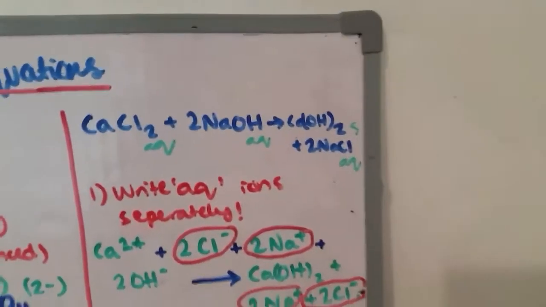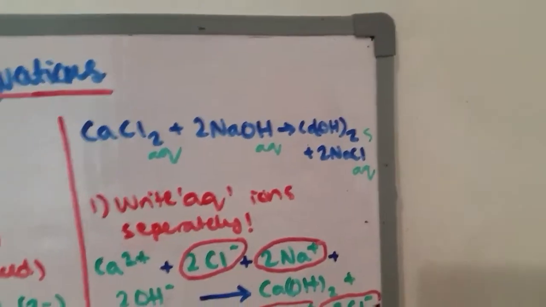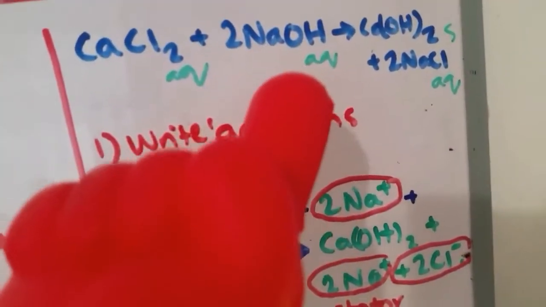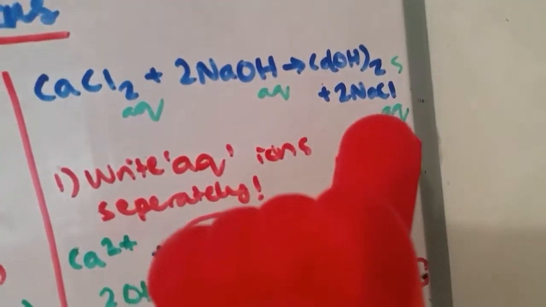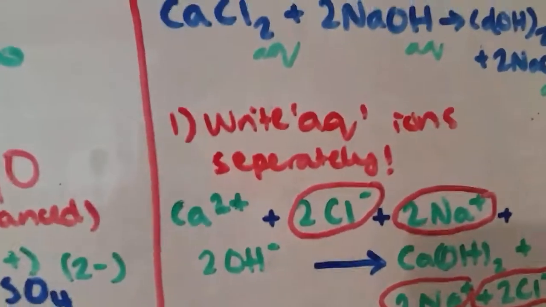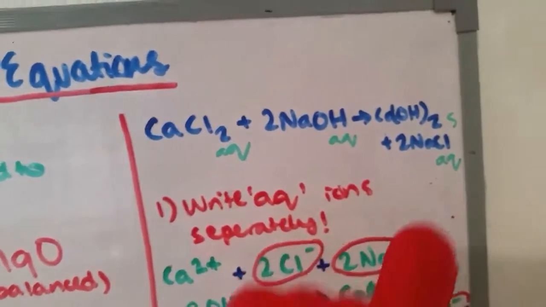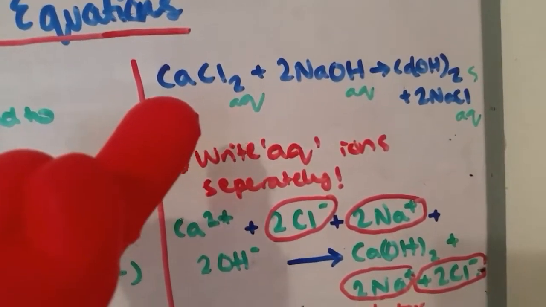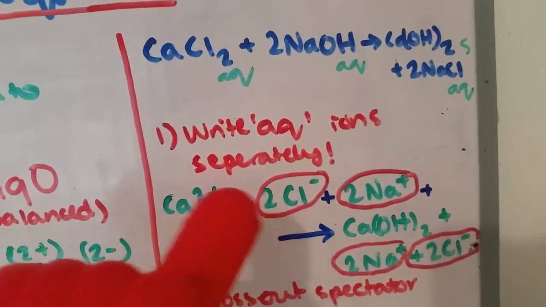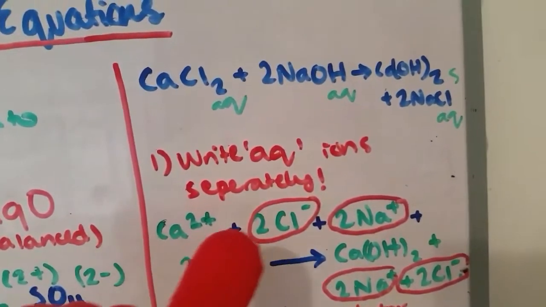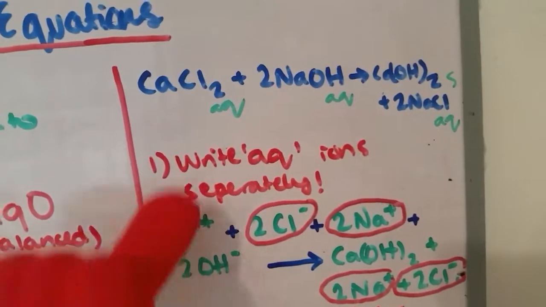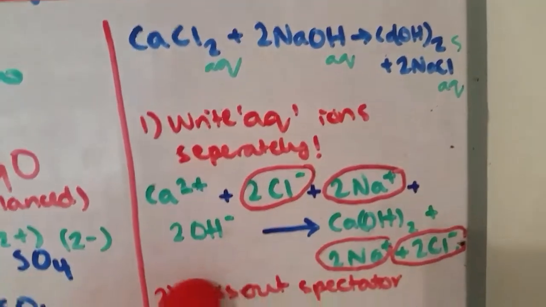CaCl2 plus 2NaOH gives Ca(OH)2 plus 2NaCl. The green parts are the state symbols as I have shown here. So we've got this as aqueous, this as aqueous, this as a solid, and this as aqueous as well. So our first step is to write the aqueous ions separately. Where are the aqueous ions? We've got one here, here, and there. So we just need to write that separately. Instead of CaCl2, we're going to write Ca2+ and 2Cl minus. So we've just basically broken it apart into all the ions it consists of. We've done that for every single compound, as shown.